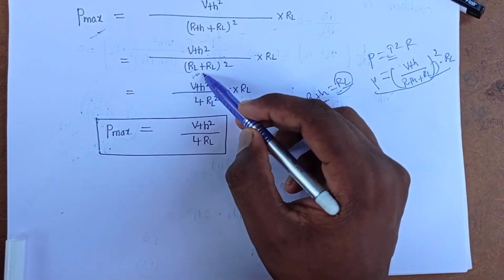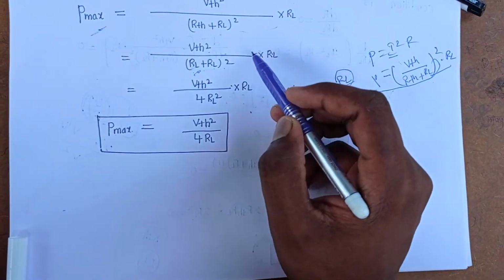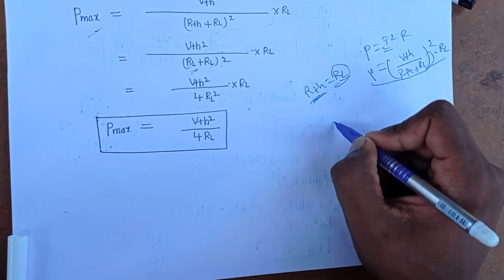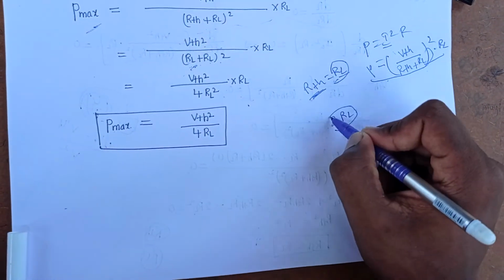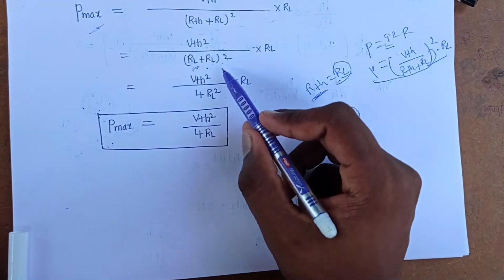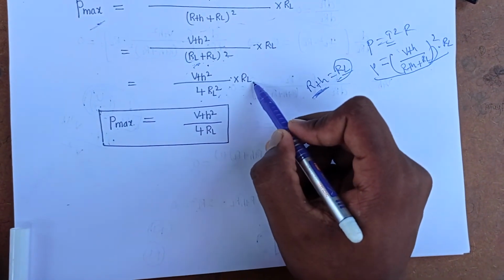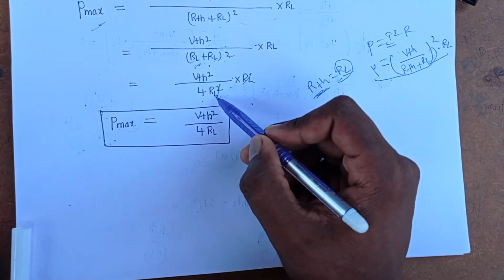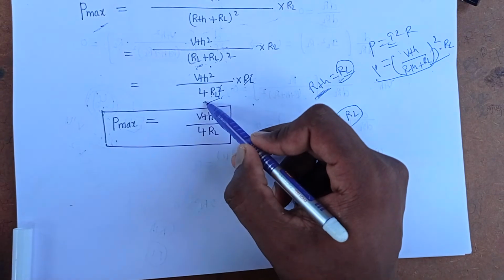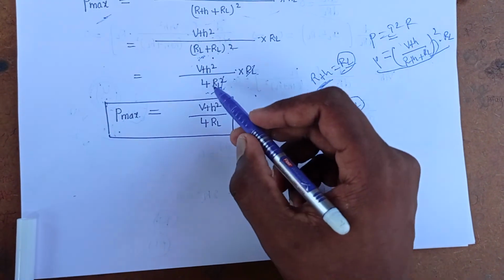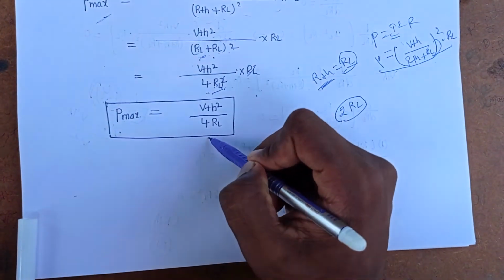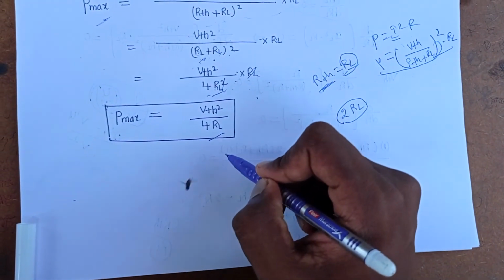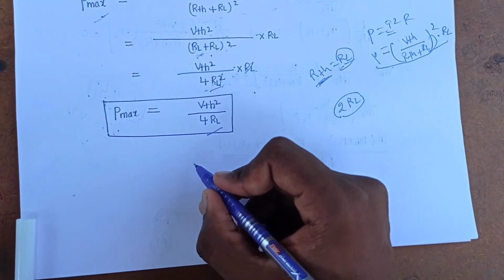VTH squared by RL plus RL whole squared into RL. Here RL plus RL equals 2RL. The square of 2RL is 4 RL squared, into RL. Here RL into RL squared cancels, then we get only one RL in the denominator. And the final power is VTH squared by 4RL. This is the maximum power delivered from the source to load when the source resistance is equal to the load resistance.